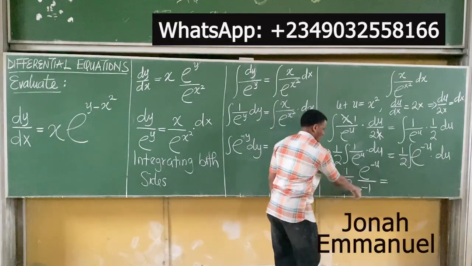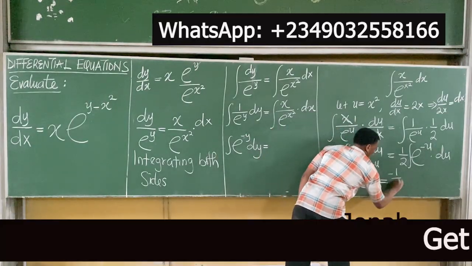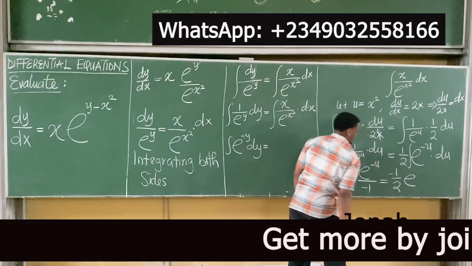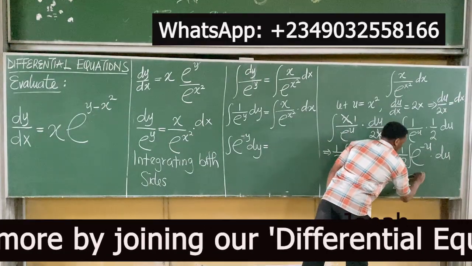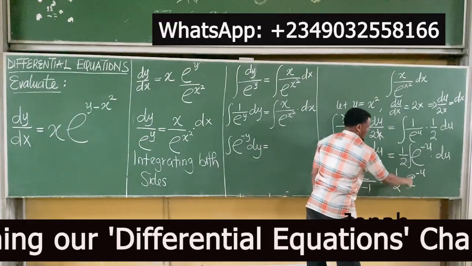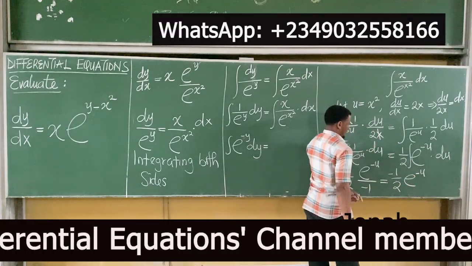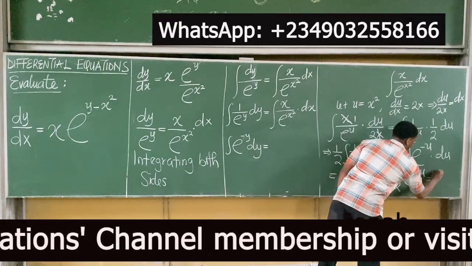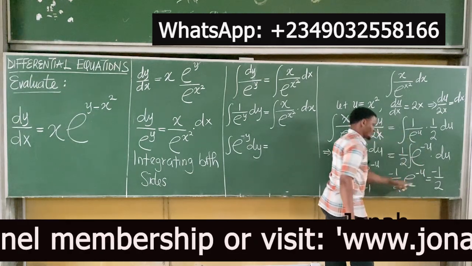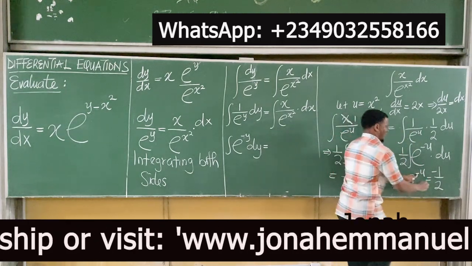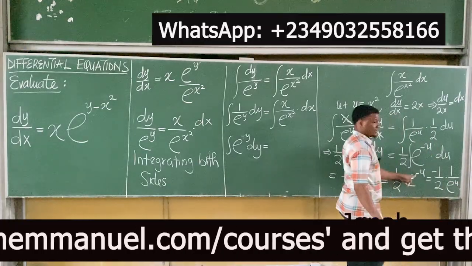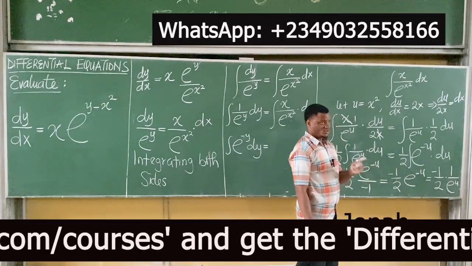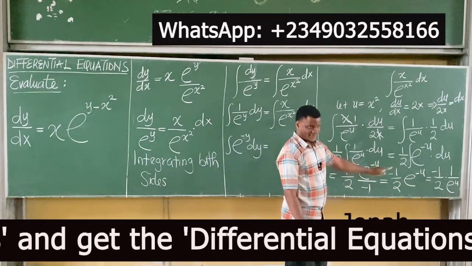Yep. This gives you minus 1 over 2 exponential minus u. This minus here is equal to minus 1 over 2. So remove the minus, it becomes what there? 1 all over exponential. Don't tell me use parts. It's called exponential.